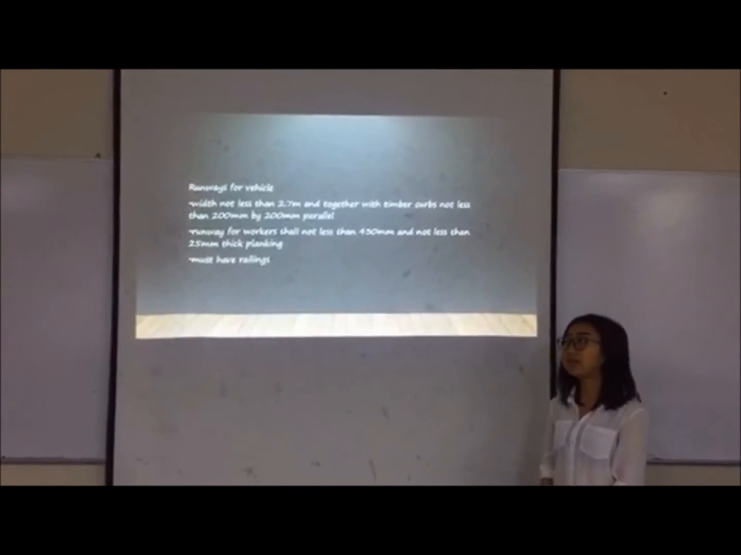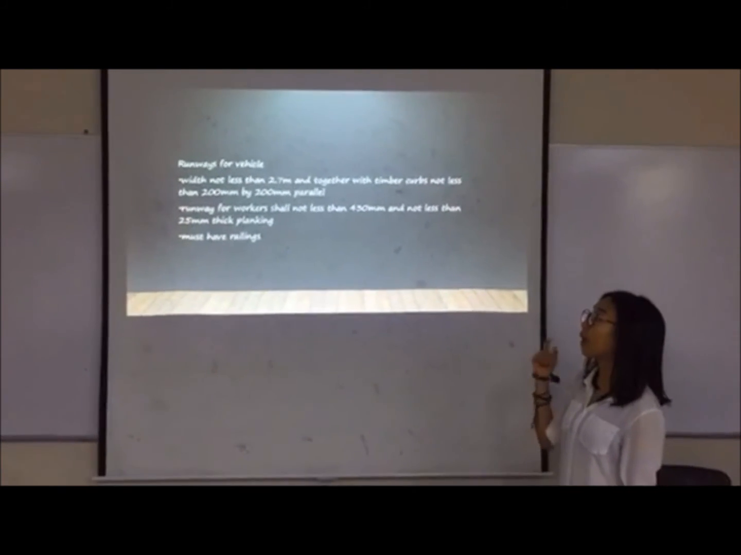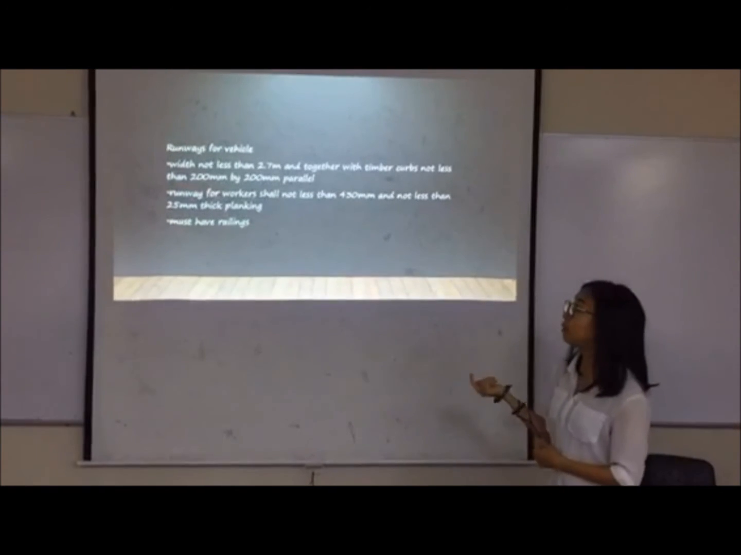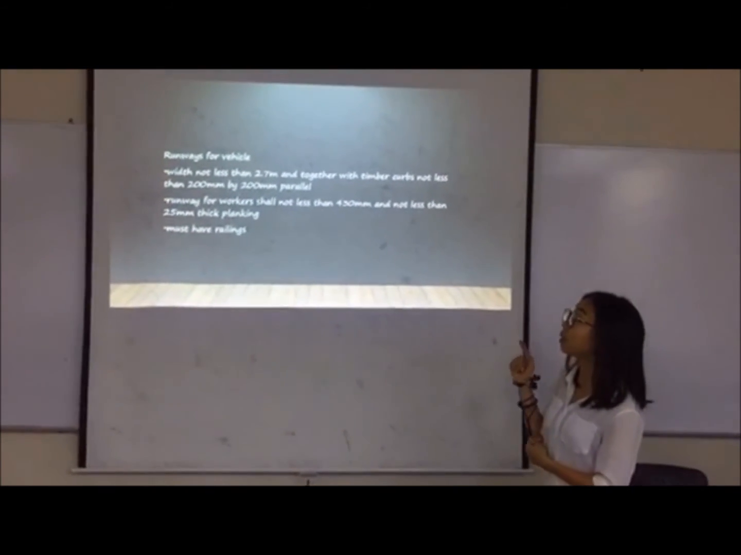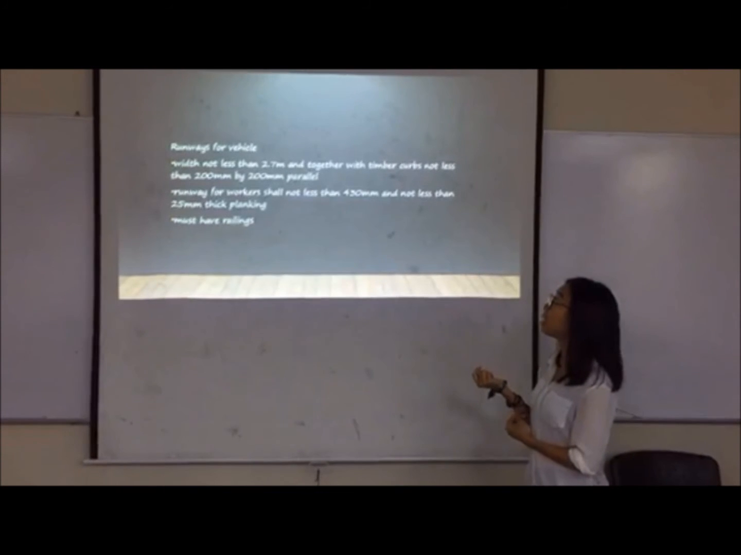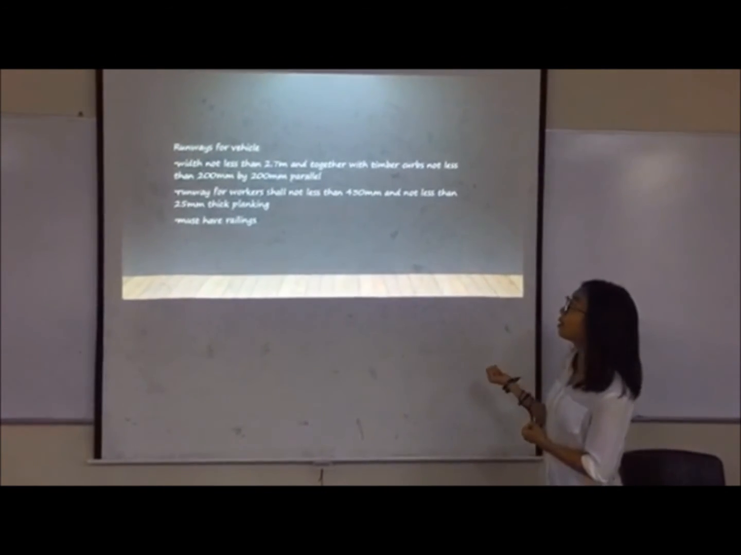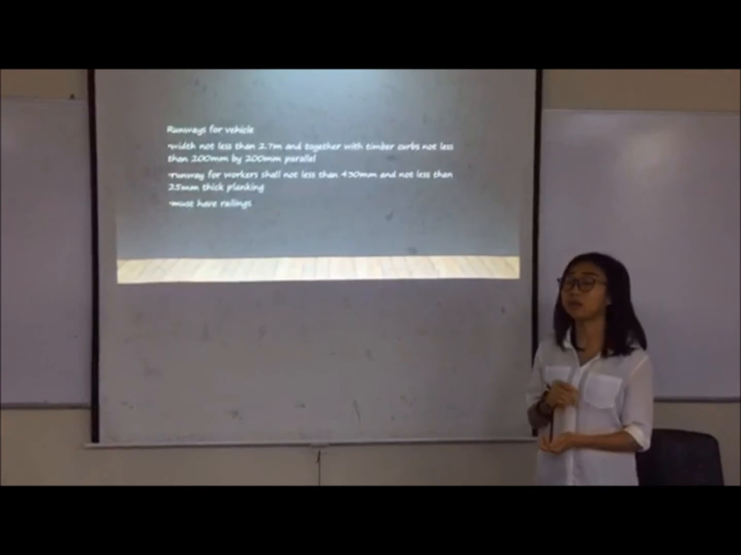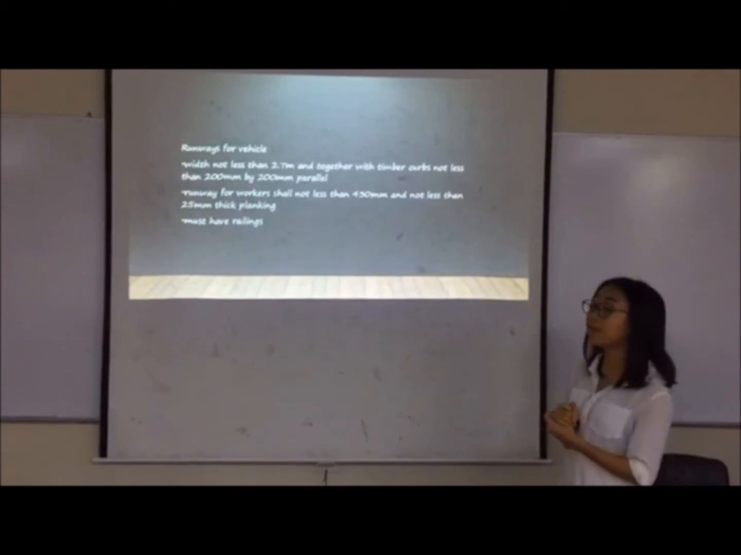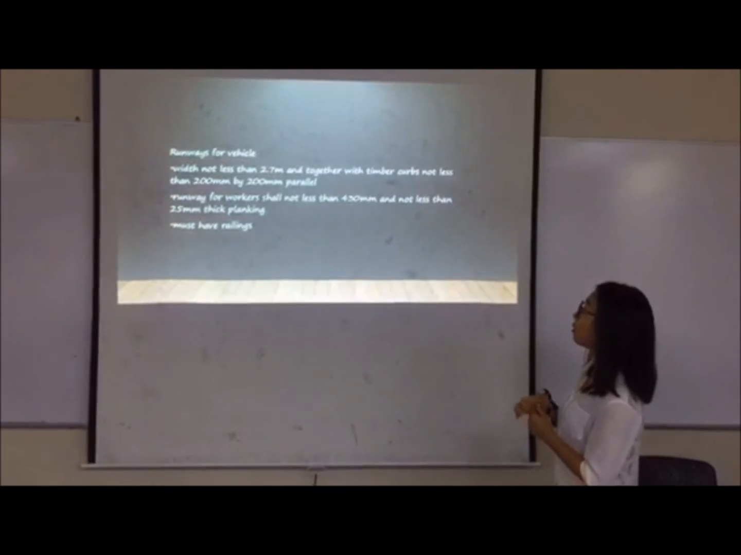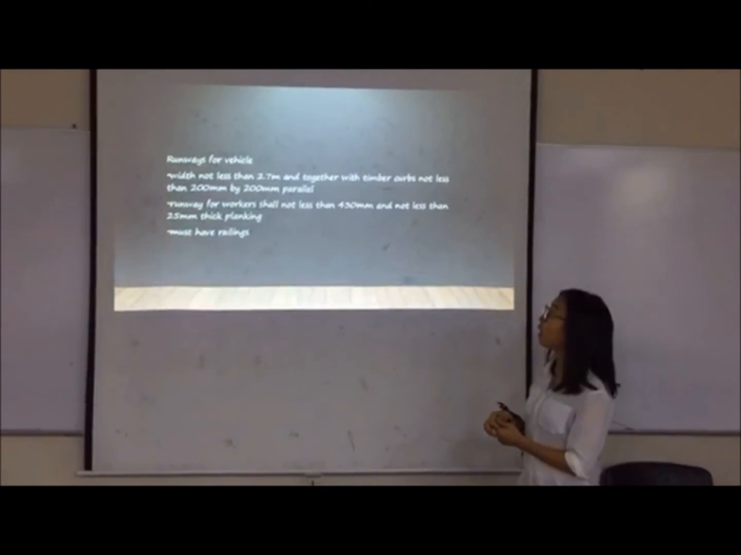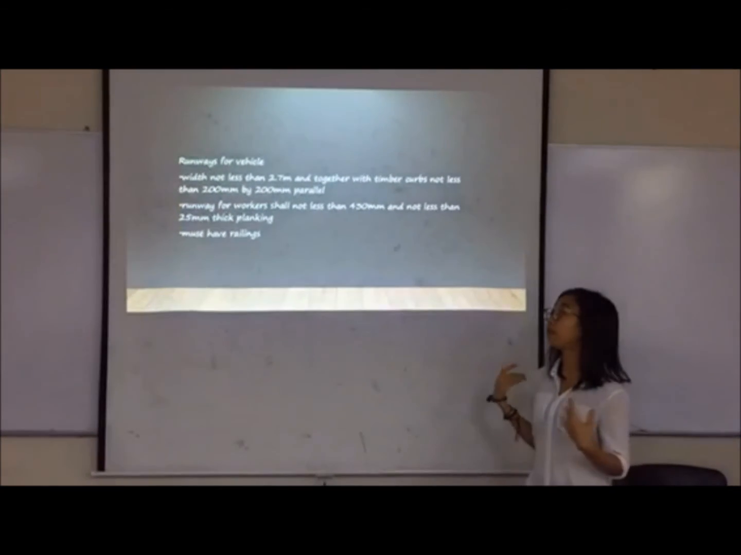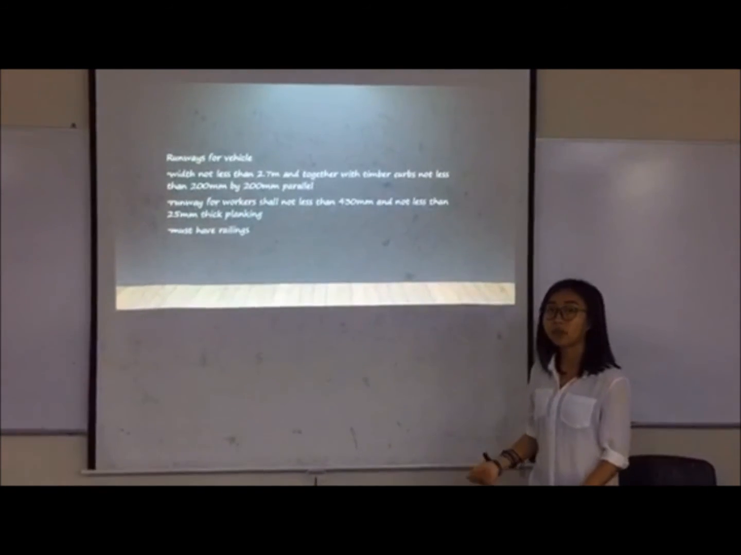So every construction site must have a runway for vehicles and a runway for the workers. Runways for vehicles should be not less than 2.7 meters wide, together with timber curbs not less than 200 millimeters by 200 millimeters in parallel. And then the runway for workers shall not be less than 430 millimeters wide with not less than 25 millimeters thick planking. So both of them must have railing for protection.